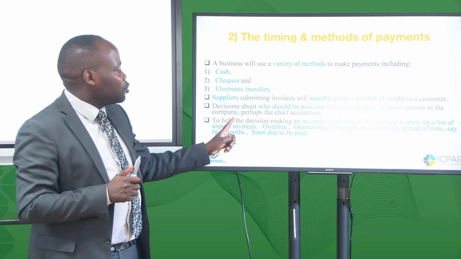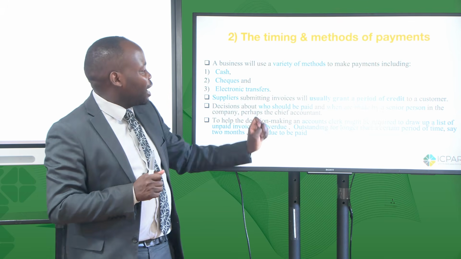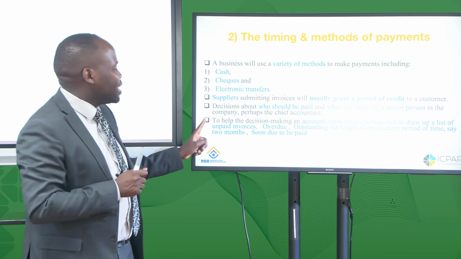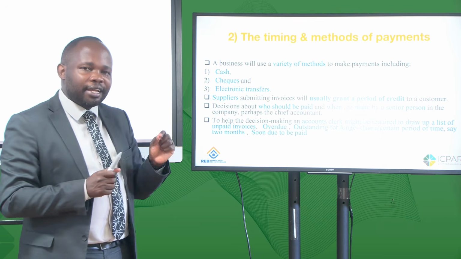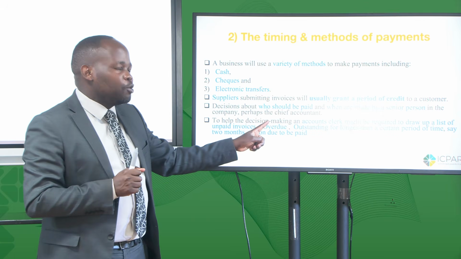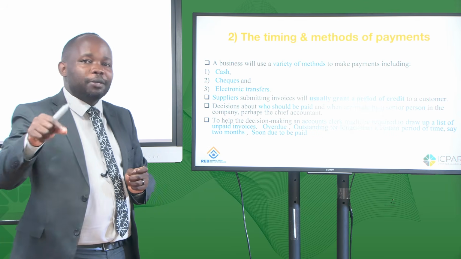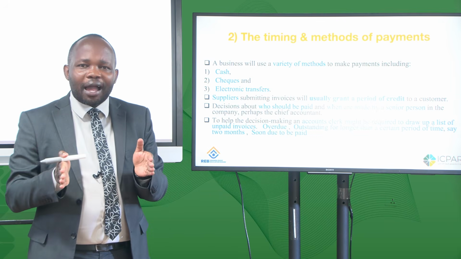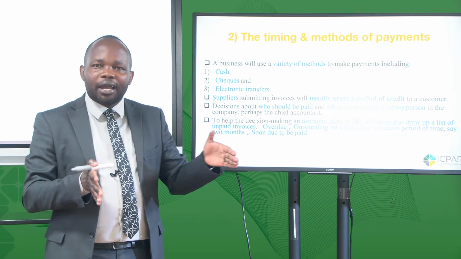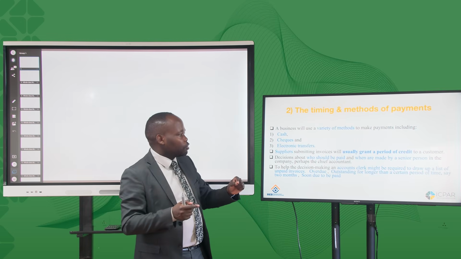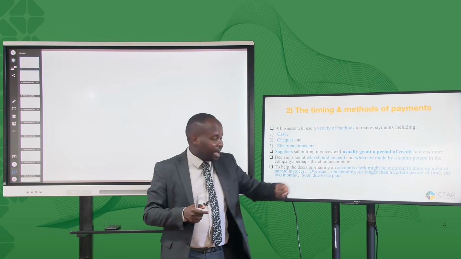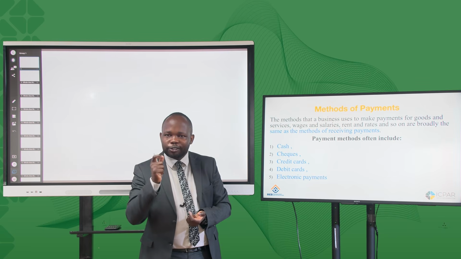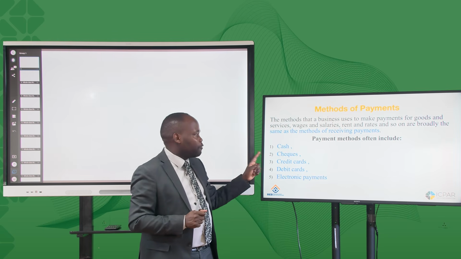So in that case, to help in decision making over timing and methods, an accounts clerk might be required to draw up a list of unpaid invoices, any invoices that have not yet been paid, overdue invoices, invoices that were supposed to be paid but have not been paid, outstanding for longer than a certain period of time. So maybe an invoice that has been outstanding for 1 week, an invoice that has been outstanding for 1 month. So the accounts clerk must be in a position to prepare that list. We have already talked of the methods of payment. So which methods of payment will we focus on?